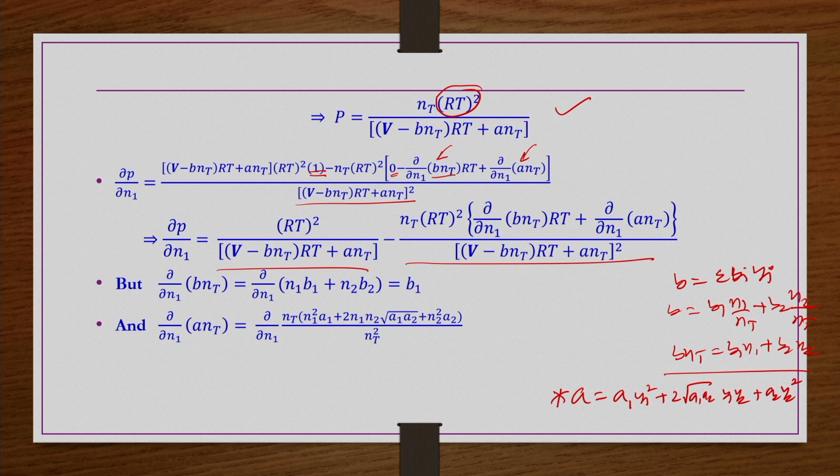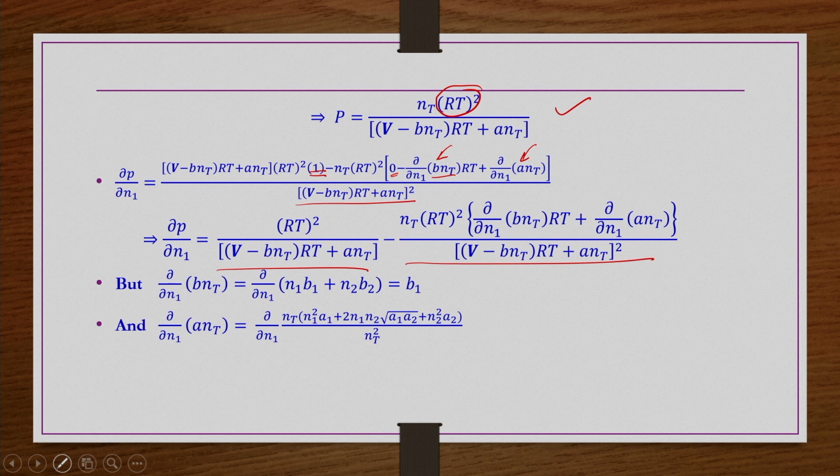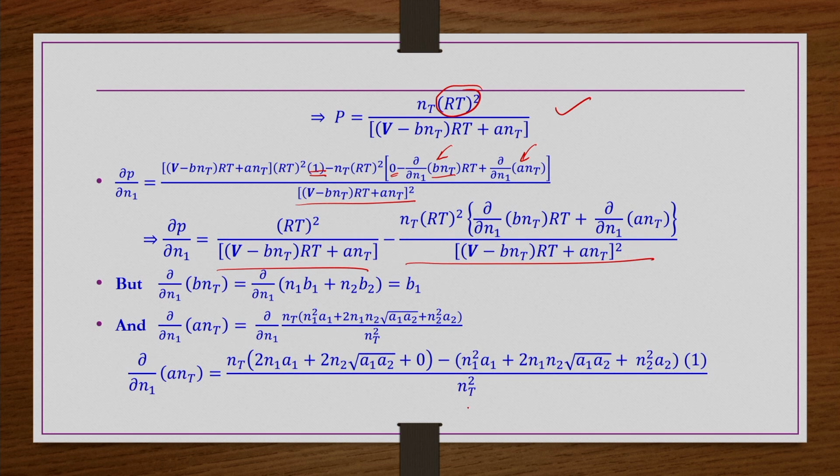So, here also when you write Y1 is equal to N1 by Nt and Y2 is equal to N2 by Nt, then we have this expression. So, that mixing rule for A, if you use, this is what you get. So, now we are differentiating this particular thing.